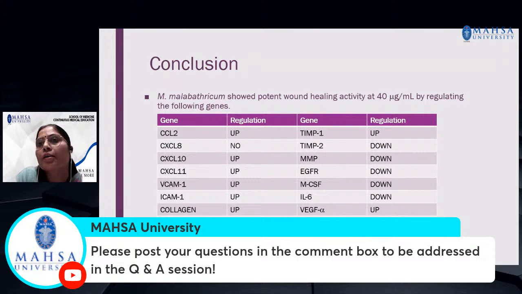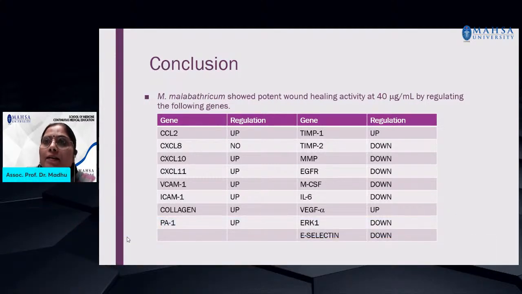The ones which got downregulated are TIMP2, MMP, EGFR, as well as MCSF, as well as ERK1 downregulated, and selectin also got downregulated.